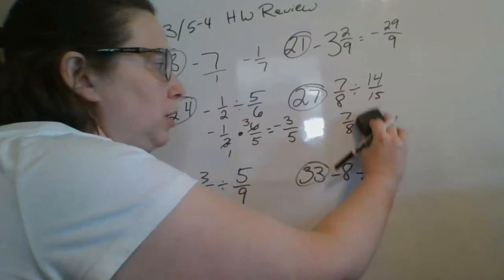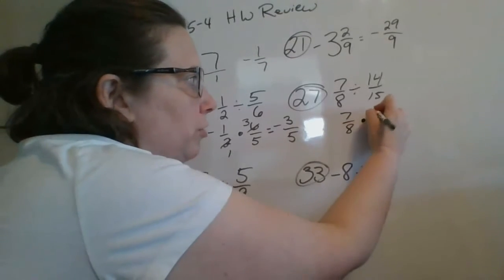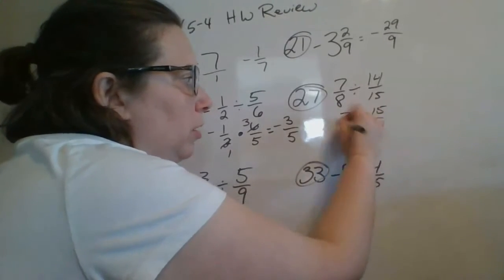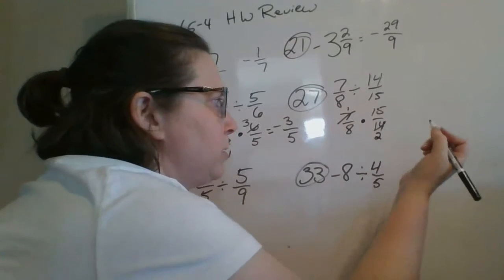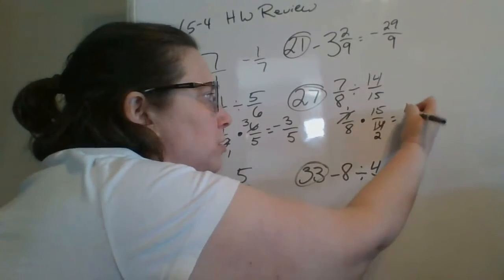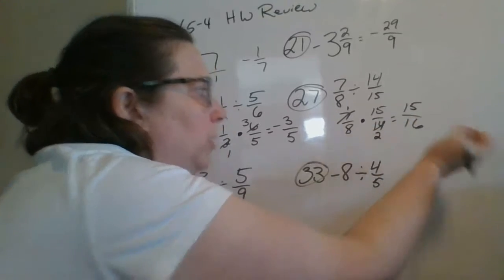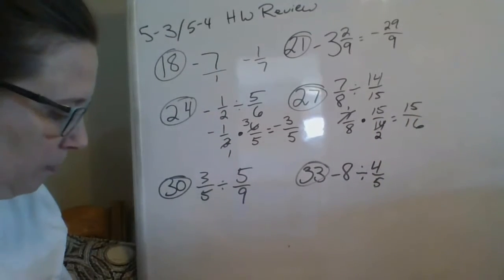For 27, we have 2 fractions, so we just keep, change, flip. We can cross reduce here, and not there. So when we multiply, we get 15/16.